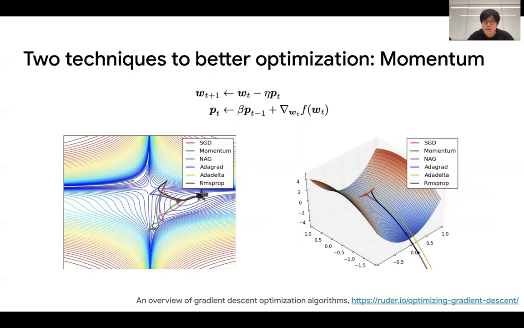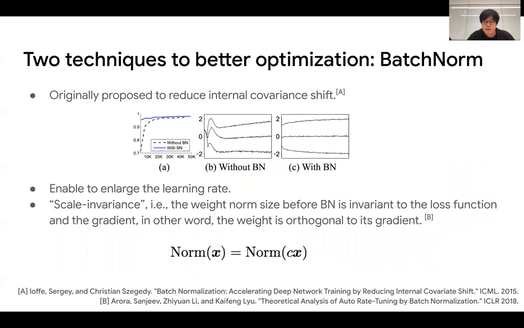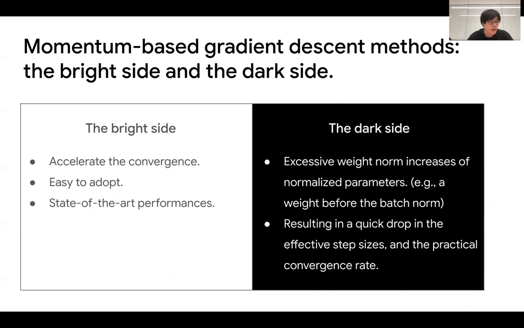And the other one is batch normalization. Of course, state of the art networks all use batch norm. They enable us to enlarge the learning rate, and they give some scale invariance property. I don't want to go into all the details here, but the problem is that if we combine these two methods, the momentum-based gradient method and the normalization method, we have some problems. Momentum-based gradient descent has good properties like accelerating convergence, being easy to adopt, and very good performance.